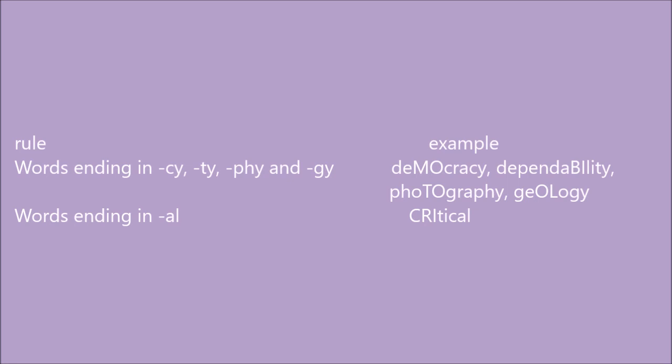For example, graphic, television, revelation. Rule 4. Stress on the anti-penultimate syllable. Anti-penultimate means the third from the end. For example, democracy, dependability, photography, geology, critical. Rule 5 is the rule for compound words.